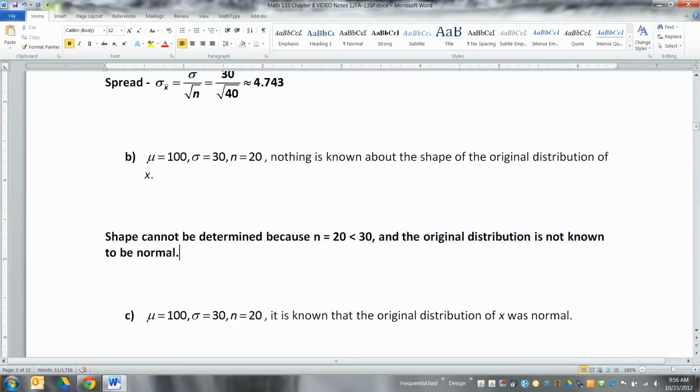Since the original distribution is not known to be normal, I can't do anything. I can't tell you the mean, I can't tell you the spread. None of the rest of the central limit theorem stuff is going to hold because n is too small and I don't know the original shape.